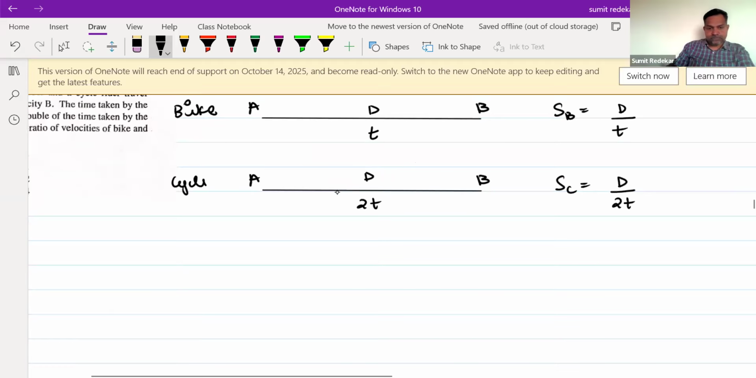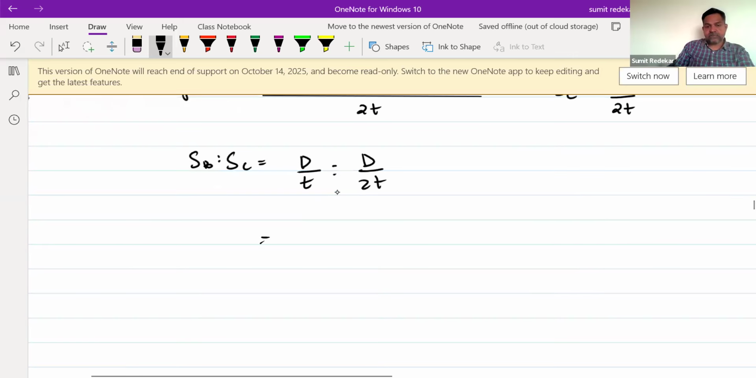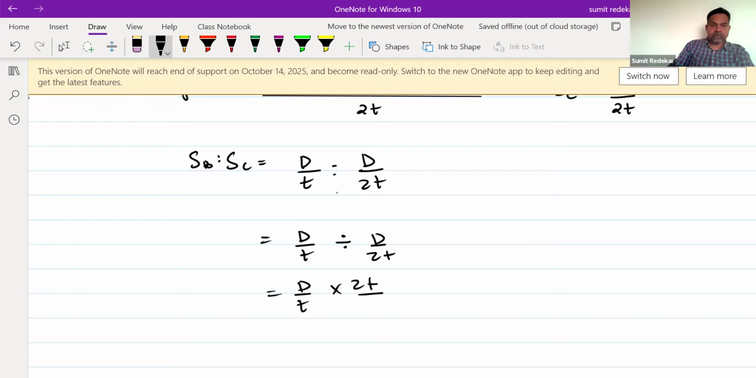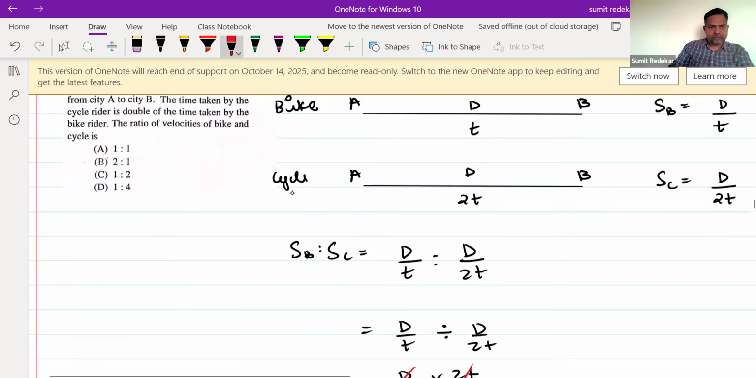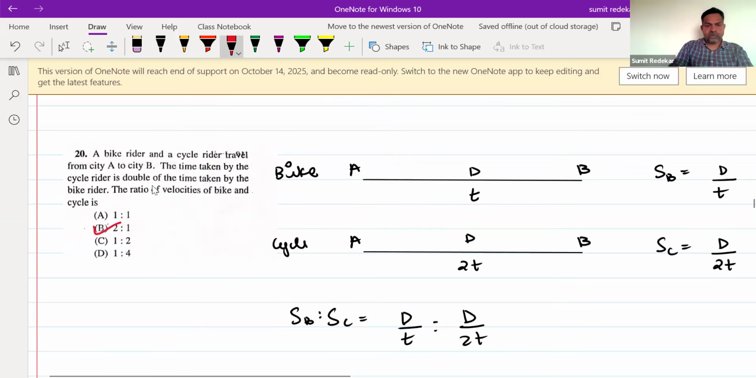Let's start taking a ratio. The ratio of the speed of the bike to the speed of the cycle is d over t to d over 2t. Now ratio is nothing else but division, so we will change the division into multiplication by taking a reciprocal. t cancels, d cancels, what remains? 2. Now 2 means 2/1. And 2/1 means 2:1. So the answer for this question according to me should be B, 2:1. That is question number 20.